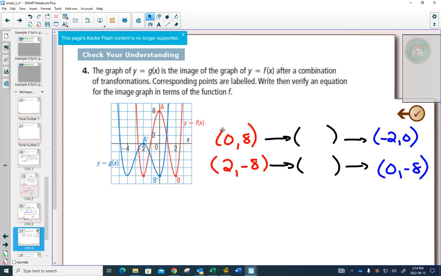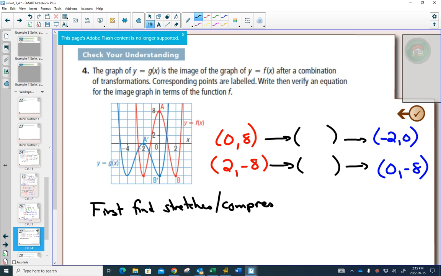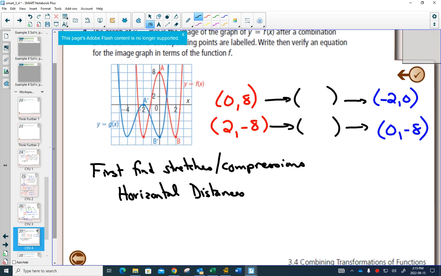So the method that we used the other day was where we looked at the horizontal distances and the vertical distances to find the stretches and compressions. So we need to first find that, and we do that by looking at the horizontal distances and the vertical distances. We look at the original horizontal distance on our red graph from A to B.